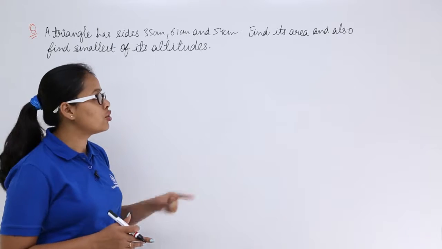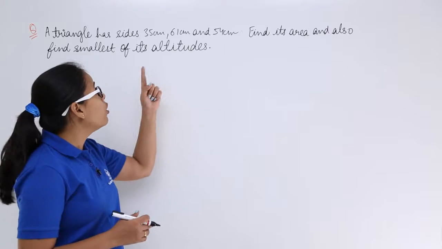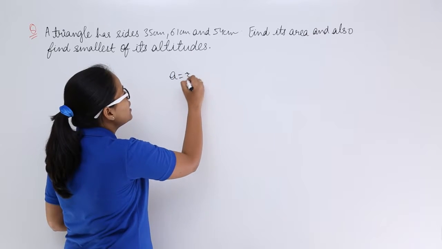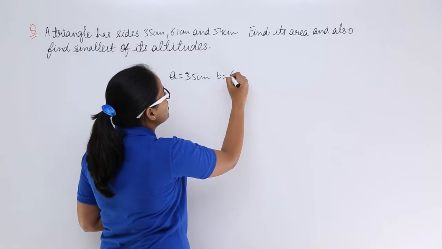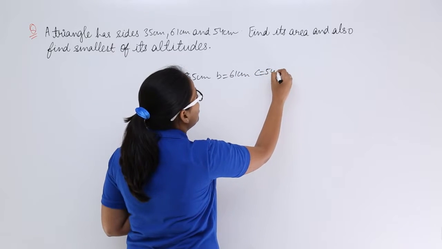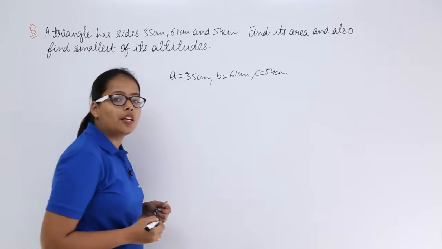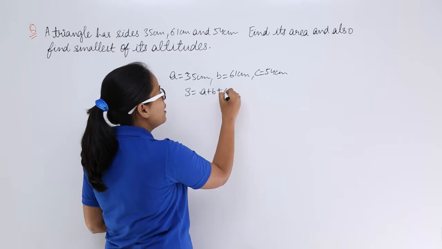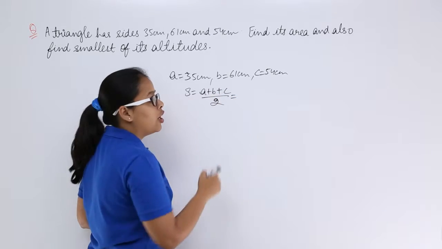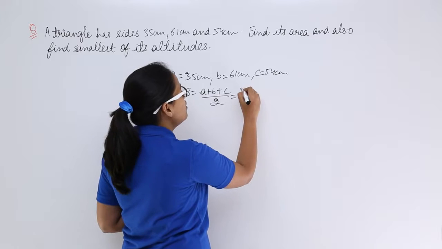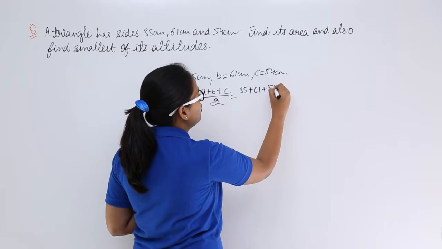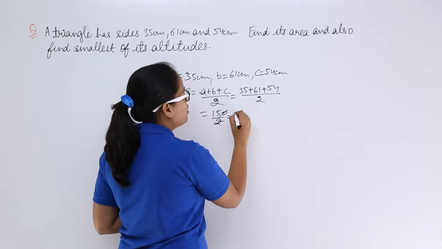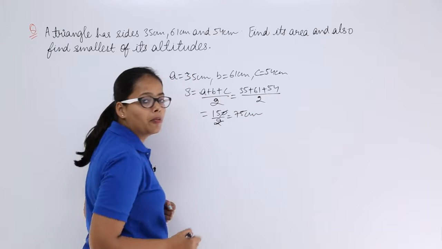That I will tell you later. First of all, find the area of this triangle with all these three sides given to you. Suppose A is 35 centimeter, B is 61 centimeter and C is 54 centimeter. Now you know what you are going to do. You are going to calculate the semi-perimeter first, which is (A plus B plus C) by 2. Let's put all these three values in this expression. This will give you 150 divided by 2, and this will be 75 centimeter.